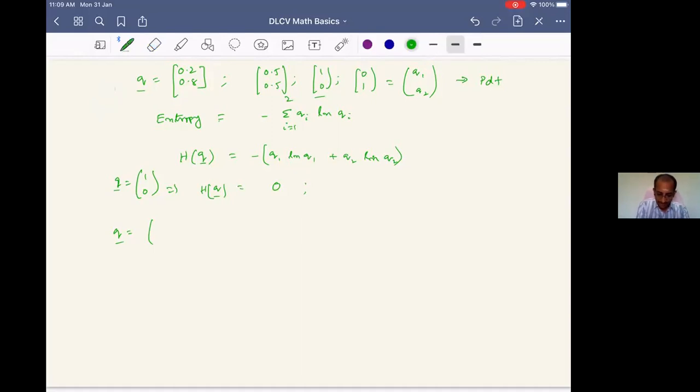Now if it is 0.5 and 0.5, then what do you think it will be? Usually we take log 2 instead of ln. Of course it can be defined with ln as well, but it's defined with log 2 for the advantage that we can directly quantify in terms of the number of bits that are necessary to encode this information.